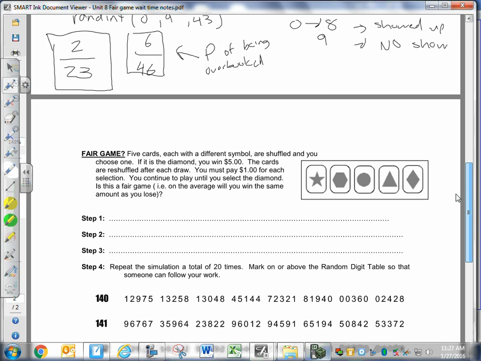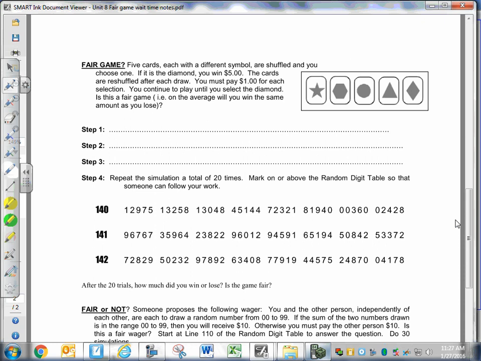Okay, let's go to the back. Fair games, now we are going to assign monetary values for successes and failures to produce games of chance. Games you would see at casinos or games that your buddy might dare you to play. Here's the thing. What we're going to do is we're going to simulate the game. We'll simulate the game a bunch.